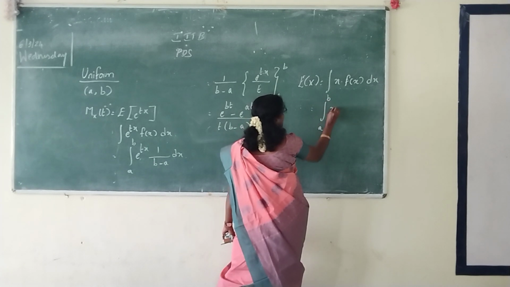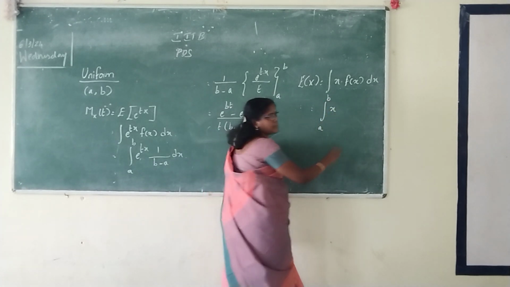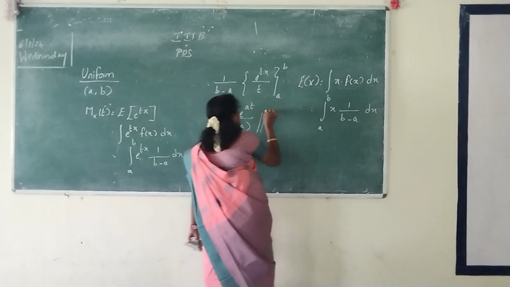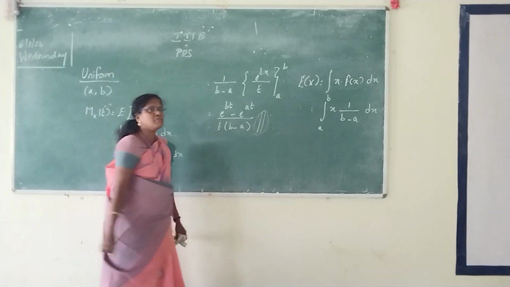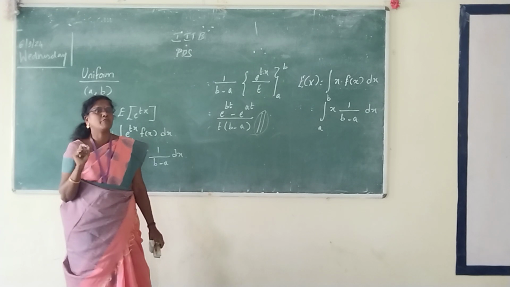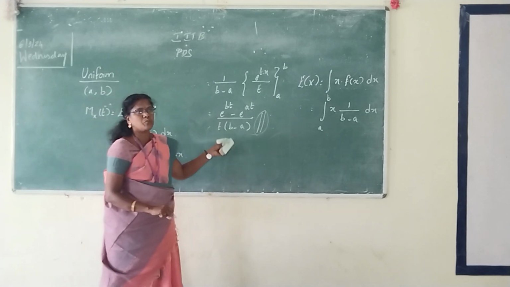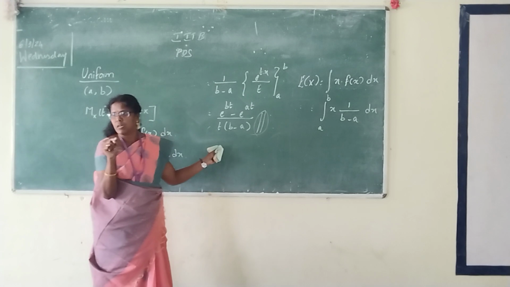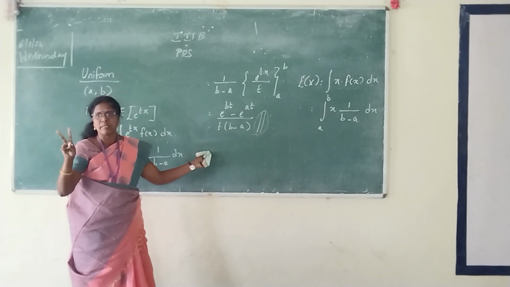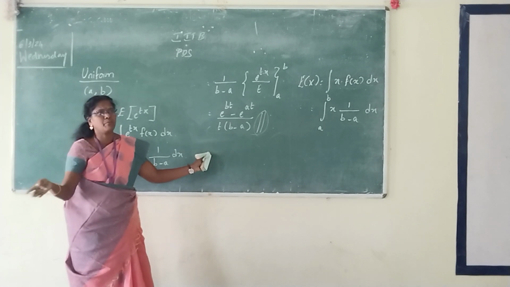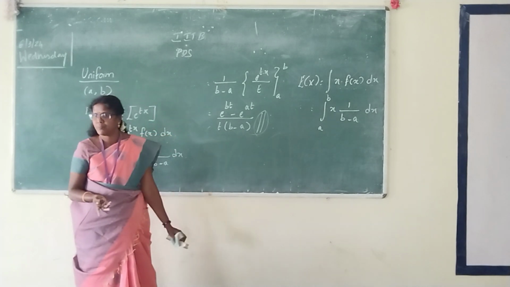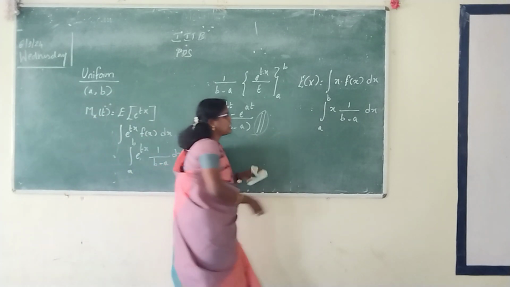Integral a to b, x into what is f of x? 1 by b minus a into dx. This is not MGF. We are not using MGF. We are trying to get the mean value by direct definition of function. You can get it by using MGF, but you will apply the u by v formula for mean. Again for mu2 dash, you will differentiate twice. You will get the answer, but it will be a lengthier process. Instead of that, if you go by this one, the number of steps is fewer and it will be easy for you.